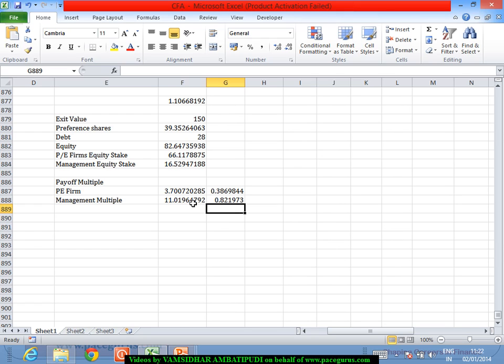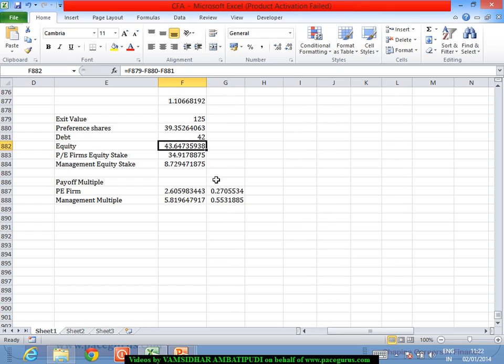Now I'll work out the reverse. If I say the exit value is only 125, what's going to be the scenario? There probably the equity is left with only this much. And probably again I can make another assumption, that only 40% of the debt is paid off, which means 60% is still left, then these are going to be the returns.